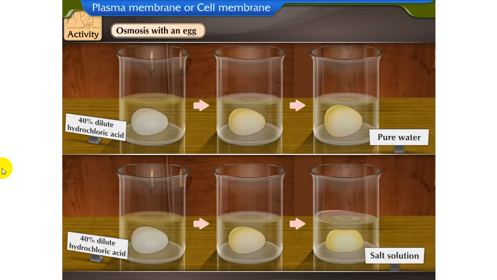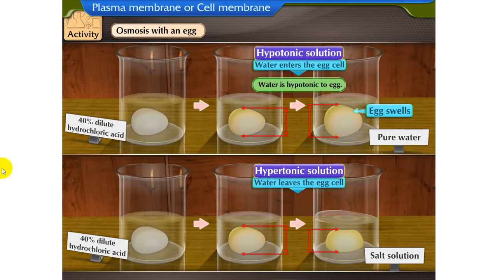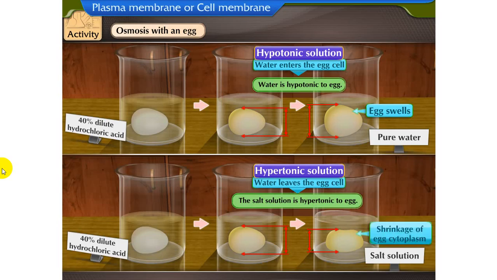When the egg is placed in a hypotonic solution, water enters the egg cell. Water is hypotonic to the egg. That is why it enters the egg and causes it to swell. When the egg is placed in a hypertonic solution, water leaves the egg cell. The salt solution is hypertonic to the egg, hence water goes out causing shrinkage of the egg cytoplasm.